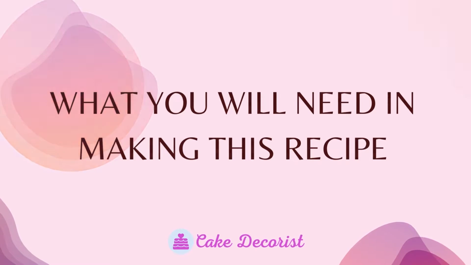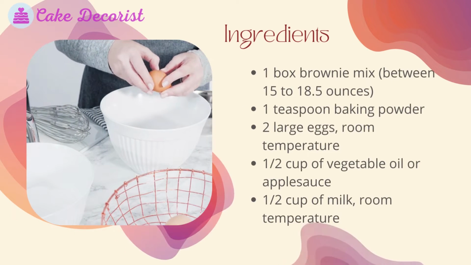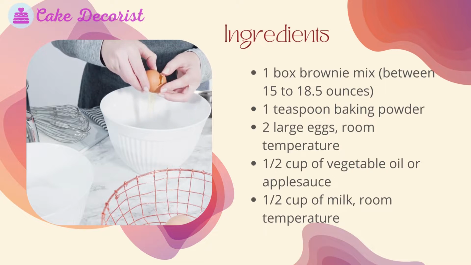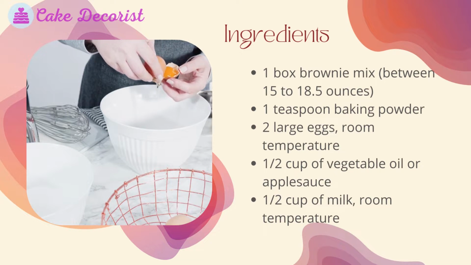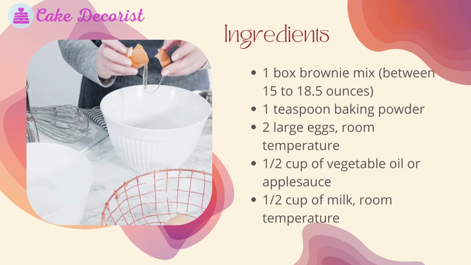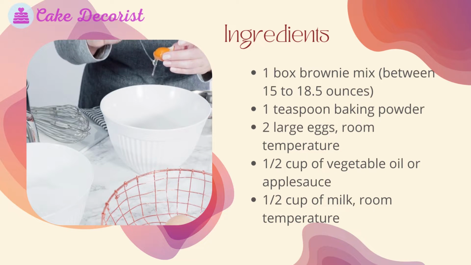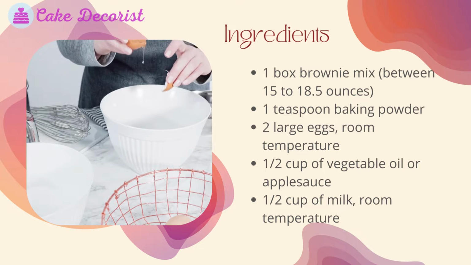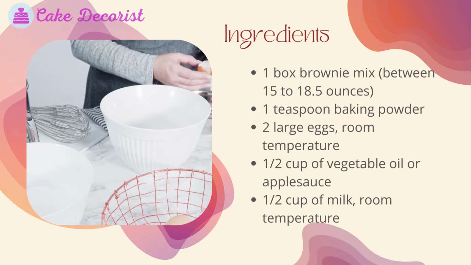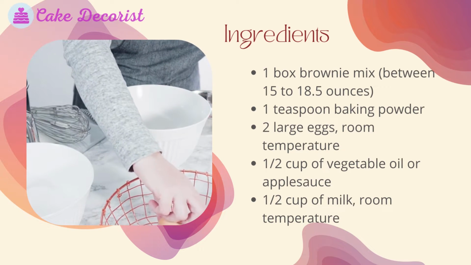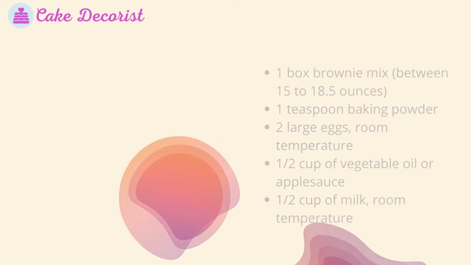What you will need in making this recipe. Ingredients. 1 box brownie mix, between 15 to 18.5 ounces. 1 teaspoon baking powder. 2 large eggs, room temperature. Half a cup of vegetable oil or applesauce. Half a cup of milk, room temperature.